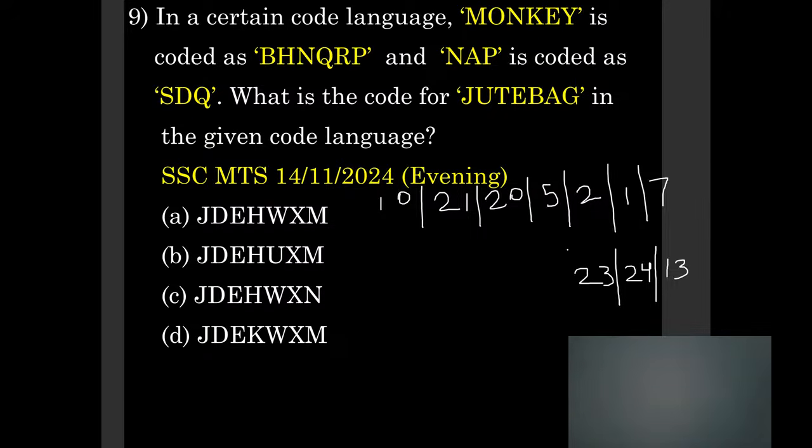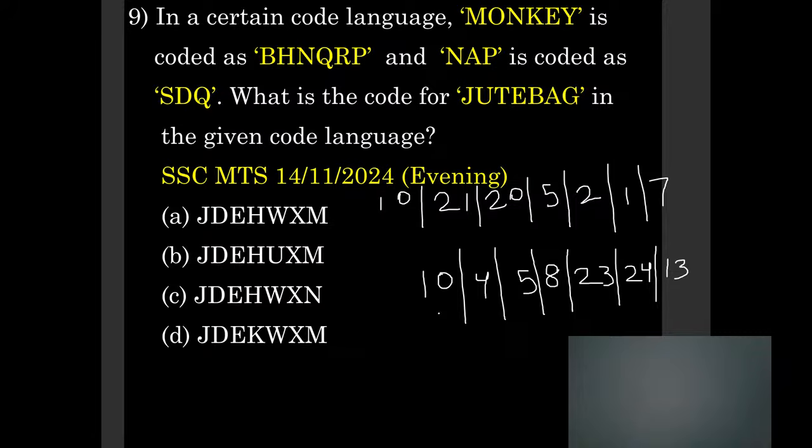Next, 5 means you should add 3, so 5 becomes 8. Next, 2 becomes 5. 1 becomes 4. We are just adding 3 to each one. 7 becomes 10. So this is the exact code.